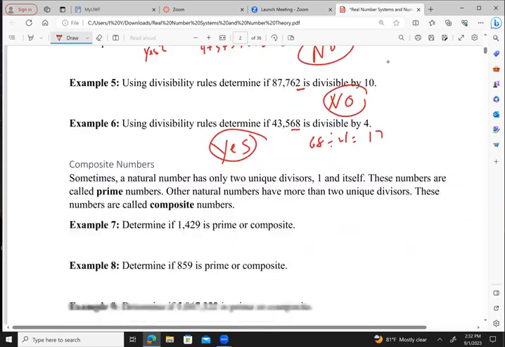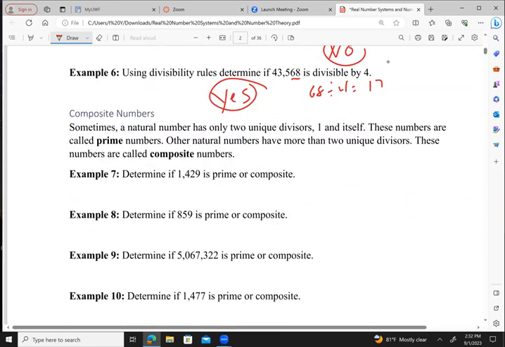So next we come up with what are called composite numbers. Sometimes a natural number has only 2 unique divisors, one and itself. These numbers are called prime numbers. Other natural numbers have more than 2 unique divisors. These numbers are called composite. Okay, so determine if 1,429 is prime or composite.